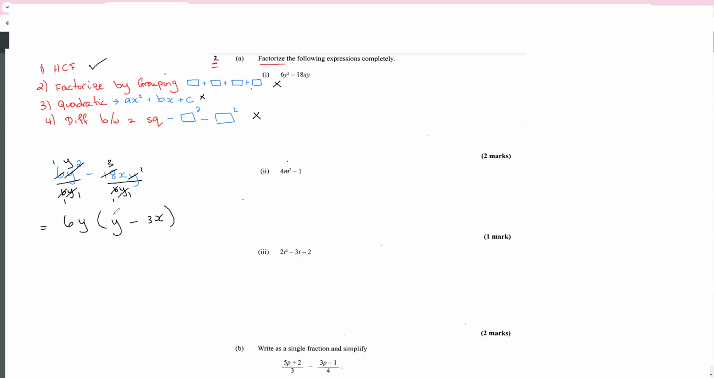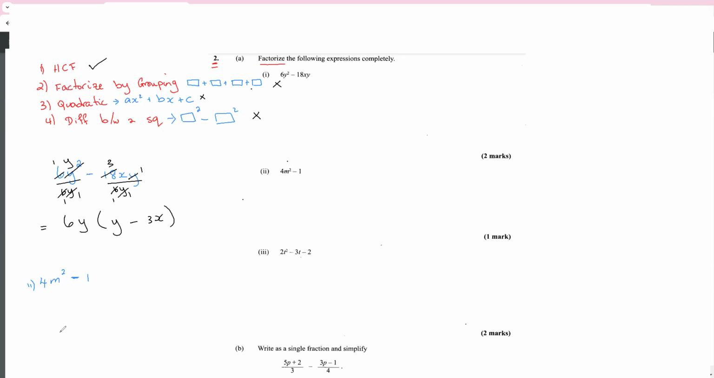Next one, number 2. They gave us 4m squared minus 1. Now, anytime you're minusing, your first go-to is to check and see if it's a difference between two squares. Remember, not all the time would it be a difference between two squares once you see a subtraction sign. This must be a perfect square, and this must be a perfect square for you to apply that one.